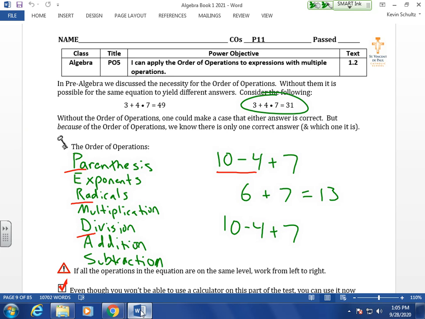Well, there's one thing that you could never do, which would be 7 plus the 4. Because that would just mess it up, because then you'd be doing 10 minus 11, which would be negative 1. Where people run into trouble here is thinking that you must add first because A comes before S in the order of operations.